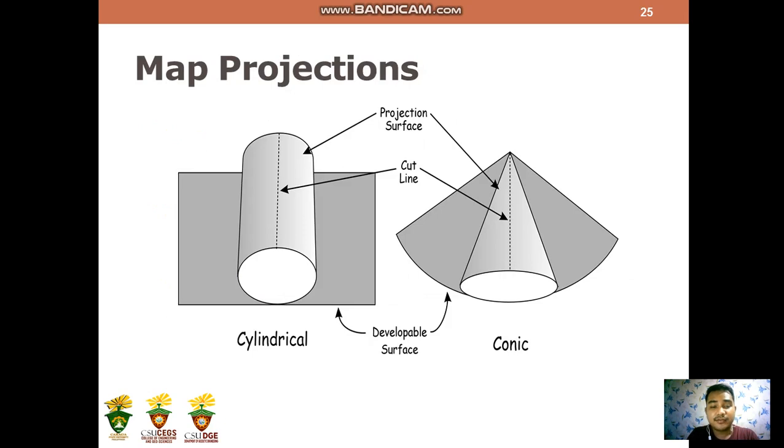So first, let me discuss these developable surfaces. For example, if your projection type is cylindrical, you cut it along a line, so now it becomes two-dimensional. This two-dimensional area is the developable surface. As for the conic, it is a cone, so when you cut it open, that surface is the developable one.